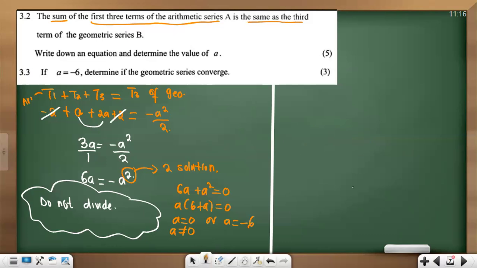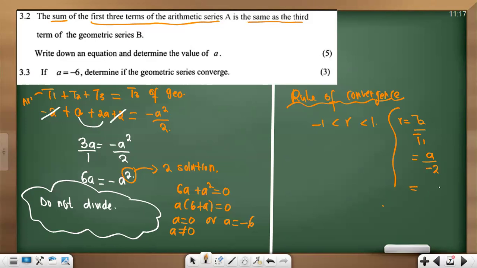All right. So what do we know? If A equals -6, determine if the geometric series will converge. What is the rule of convergence? The rule for convergence says R should lie between -1 and 1. Can we get our R? R is T2 over T1, and that will be A over -2. If A is -6, then -6 divided by -2 is +3.